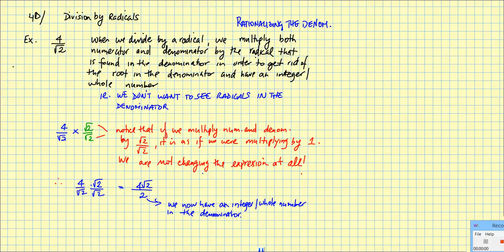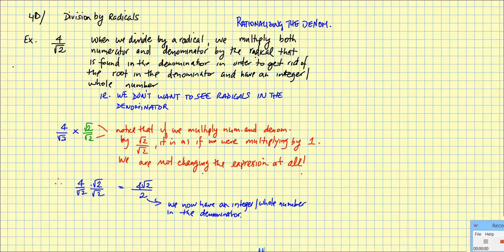So what we do is that when we have to divide by a radical, we multiply both the numerator and the denominator by the radical that is found in that denominator in order to get rid of that root, so that we end up with an integer or a whole number answer. Alright, so what does that mean exactly?